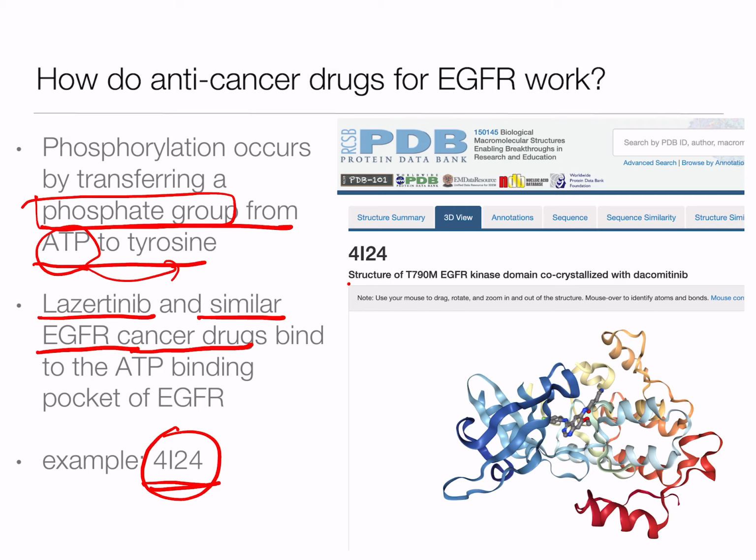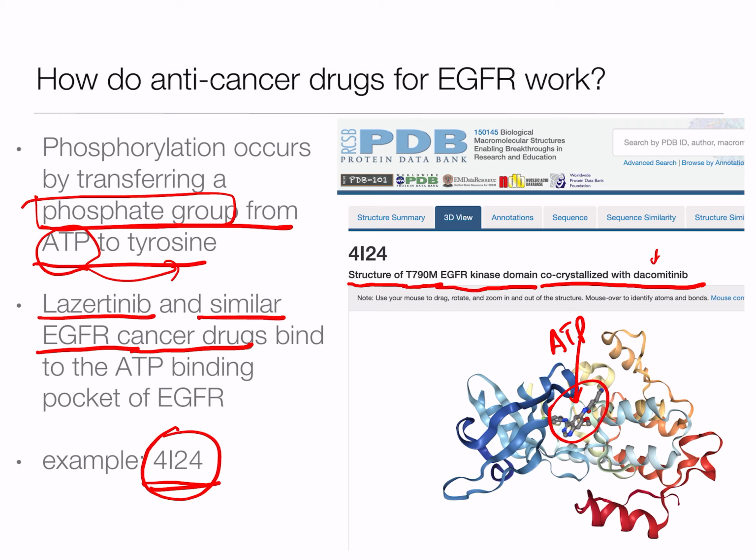As you can see, this is the description of the structure. The title says, the structure of T790M EGFR kinase domain co-crystallized with dacomitinib. So this is another anti-cancer drug. Which means that usually, ATP is bound here. ATP is bound in this pocket.